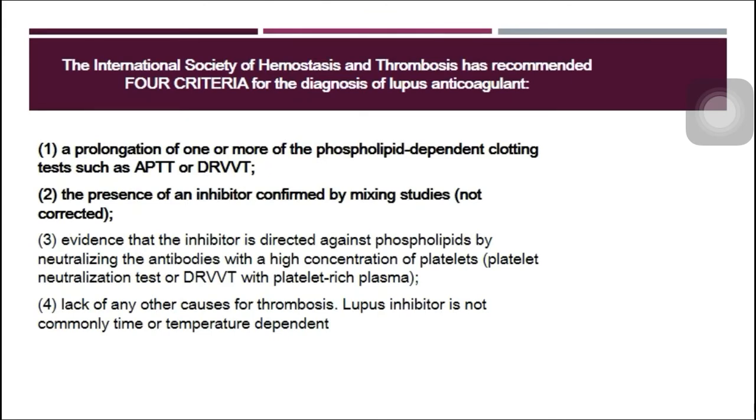Now let's go to the 4 criteria for the diagnosis of lupus anticoagulant according to the International Society of Hemostasis and Thrombosis. So first criterion, we have a prolongation of one or more of the phospholipid-dependent clotting tests. Again, that includes APTT and the dilute Russell's viper venom test. Second, the presence of an inhibitor confirmed by mixing studies, which is usually not corrected.